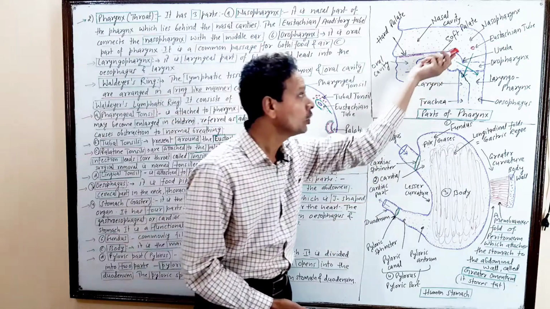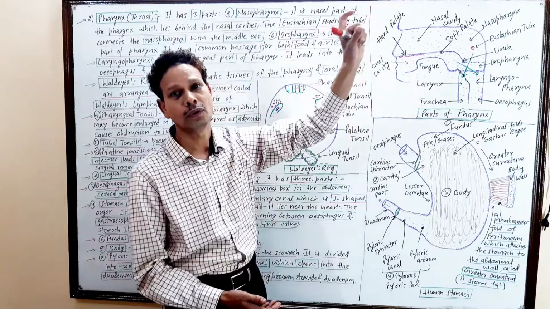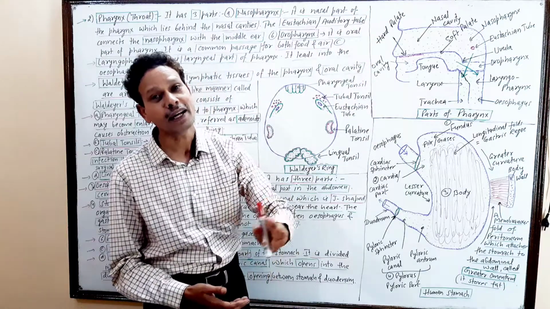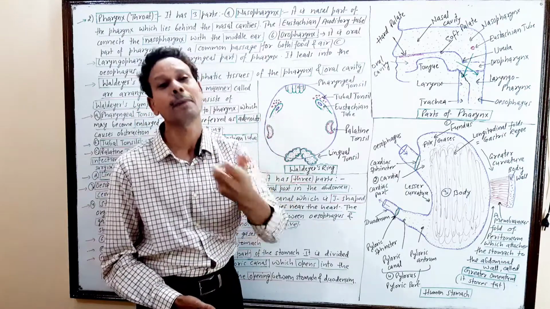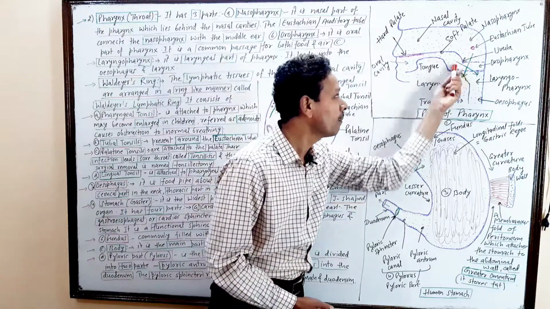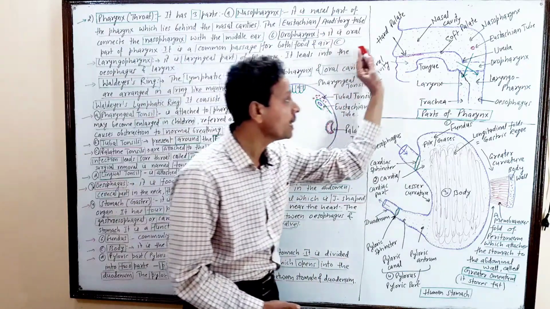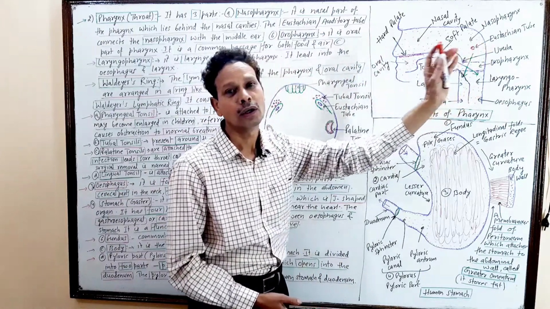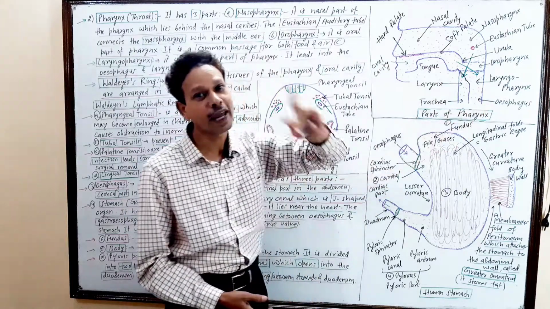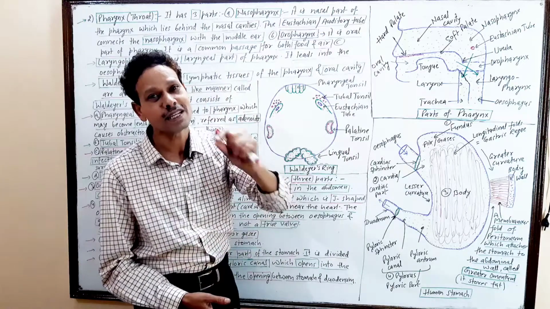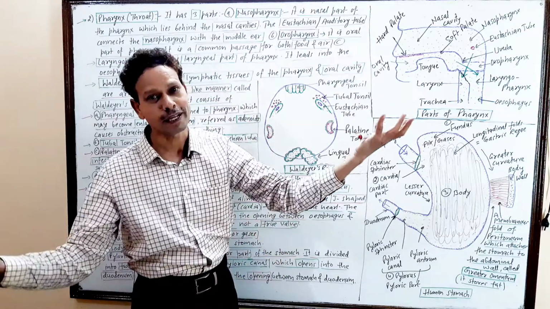Through these eustachian tubes, an air current is passed to the middle ear, and that air maintains an equilibrium over the eardrum, the tympanum. The middle part of this pharynx is the oropharynx. It lies behind the oral cavity. It is a common passage for air and food. It means in this oropharynx, crossing of food and air takes place.